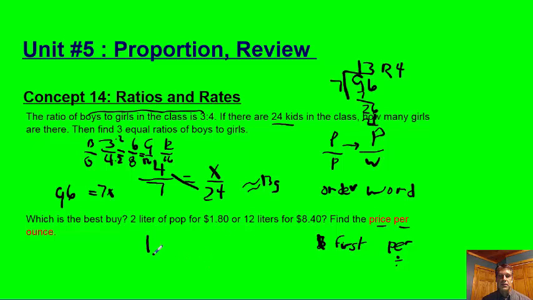So if I take $1.80 and I divide that by 2, just cut it in half, that's going to be 90 cents. Okay, so for this one right here, it's going to be 90 cents per liter. All right, so that's the unit price. Now I'm going to take this one right here and punch in $8.40 divided by 12. Well, put my decimal point. How many 12s go into 84? Well, that's 7. 7 times 12 is 84. Now I'm going to add a 0 here quick.